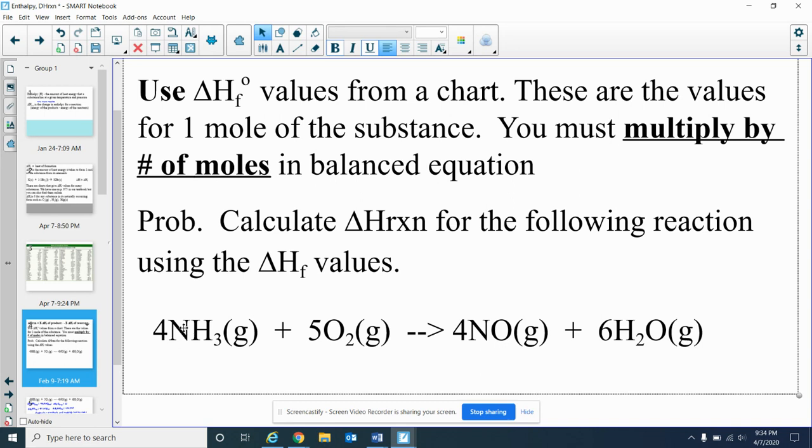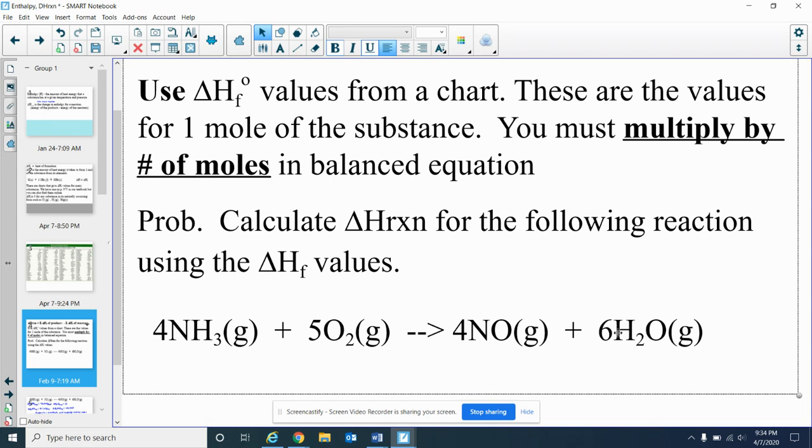So on our chart, we'll look up the value for NH3 as a gas, but we'll have to multiply that by 4. We'll look up the value for oxygen as a gas, but it'll tell us it's 0 because it's already naturally occurring. And then we'll look up the value for NO as a gas. We'll have to multiply that by 4.